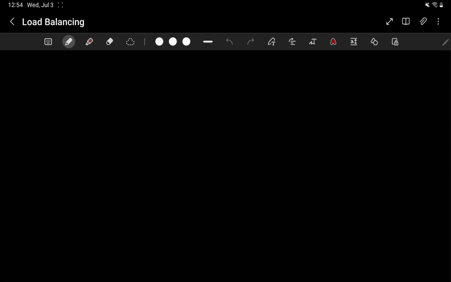Today we will study load balancing. So, what is load balancing? As the name suggests, it balances the load. It's very clear from the name, but still I will use an example.